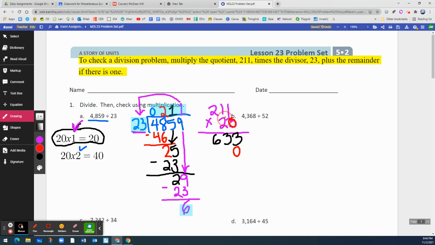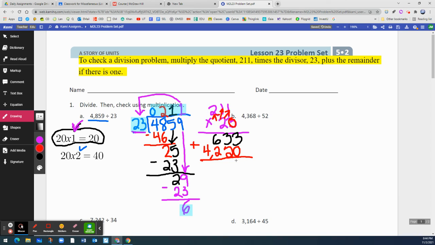Now we're going to multiply. 2 times 1 equals 2. 2 times 1 equals 2. And 2 times 2 equals 4. Okay. And now we have our two partial products. Our next step is to add them up.